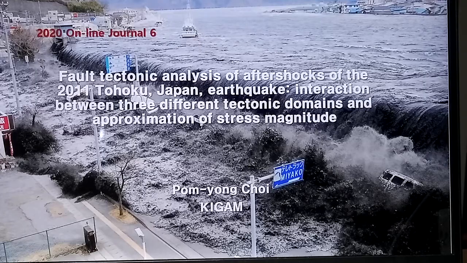Hello everyone. My talk is about the 2011 East Japan earthquake, Tohoku earthquake. Today's talk is fault tectonic analysis of aftershocks of the 2011 Tohoku earthquake, East Japan earthquake.